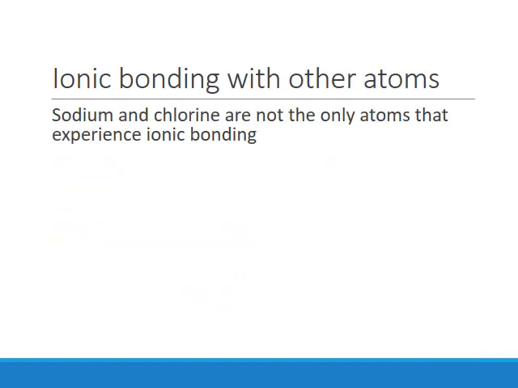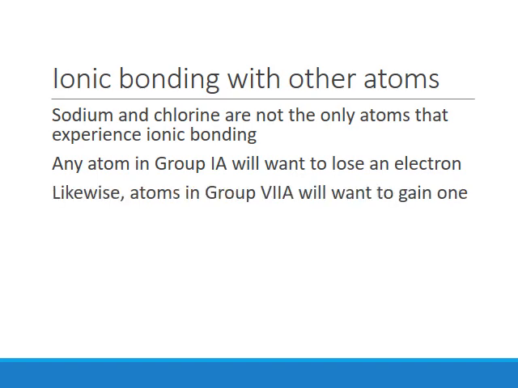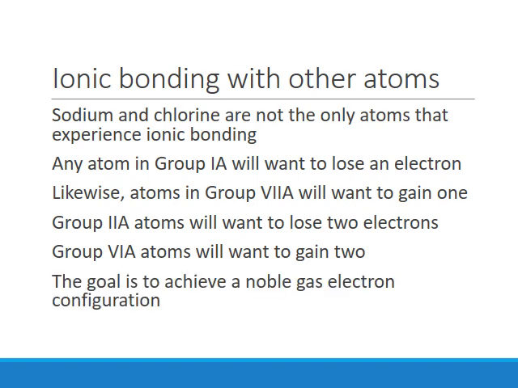So sodium and chlorine, of course, are not the only atoms that experience ionic bonding. Every element in group 1 can lose an electron. If we extend this, elements in group 7 will gain. Group 2 will want to lose 2 electrons, and that will give it its complete shell. If we back up from group 7A, group 6A will want to gain 2 electrons. And of course the goal is to achieve the noble gas configuration.